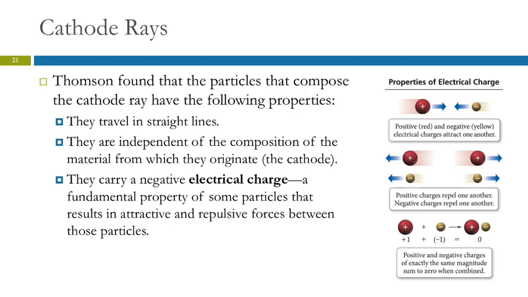Magnetic fields act the same way as electrical fields. So like charges repel each other, and opposite charges attract each other. If we have a +1 charge and a -1 charge, they're going to be attracted to each other, and together overall they'll have no charge. So they kind of cancel each other out. They add up to 0.